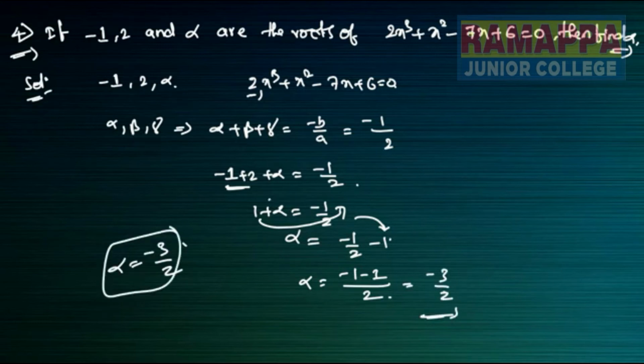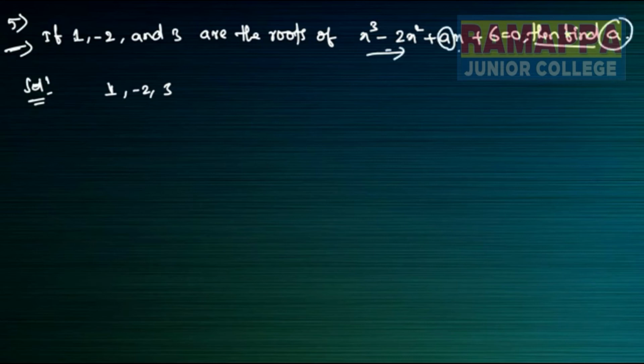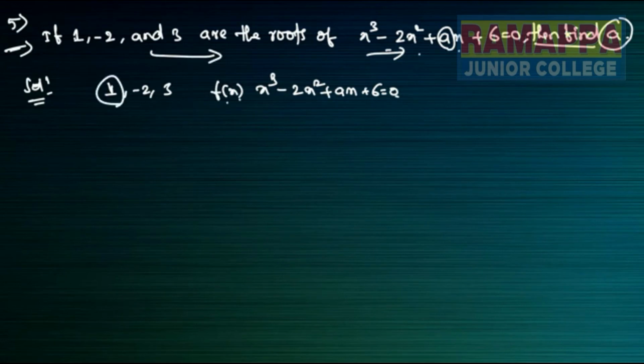Now moving to the next question, the fifth one. The fifth question solution: he is saying that 1, minus 2 and 3 are the roots of this one, and he is asking us to find the value of a. So we have x cube minus 2x square plus ax plus 6 is equal to 0. We will consider this as f of x. He is saying that these are the roots of this one, so I will substitute 1 in place of x.